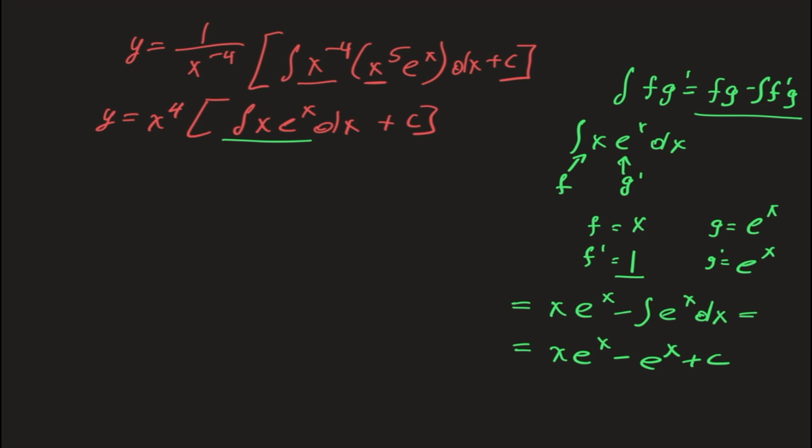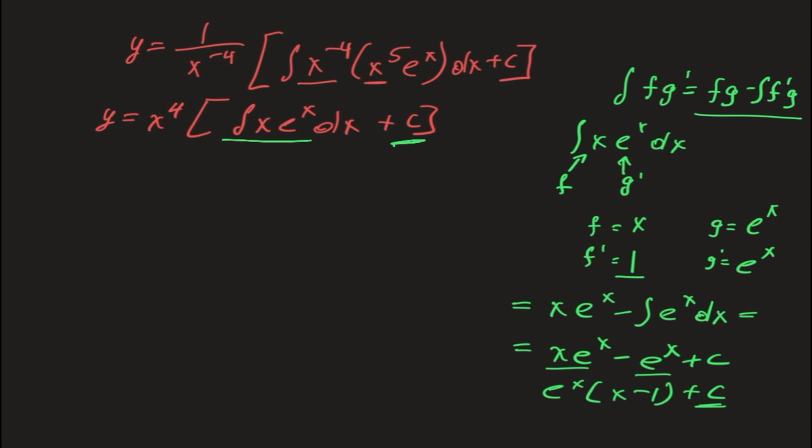And now I'm going to take out e to the x because that's what's in common. So e to the x is in common. I'm going to take that out. I have x minus 1, and then plus c left over here. But since I have this c and this c, there's some arbitrary constants. I'm just going to make it some other c.